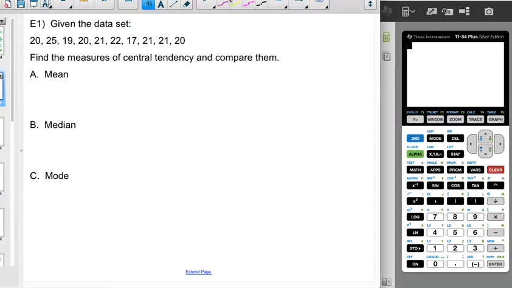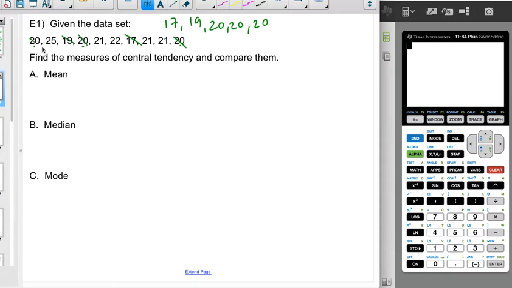What I do when I list data in order is cross things off as I go. I'm looking to see what the lowest number is, and the lowest number I see is 17, and I'm going to cross it off. I look through and I see a 19, I'm going to cross it off. I see 3 20s, so I'm going to cross those off. I see 3 21s, 21, 21, and 21. I see a 22, and I see a 25, and that's all my values.